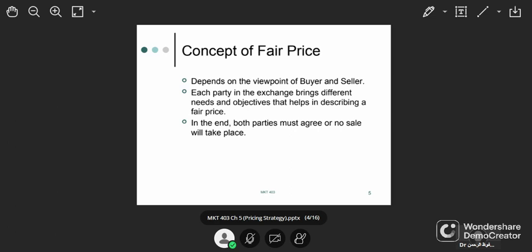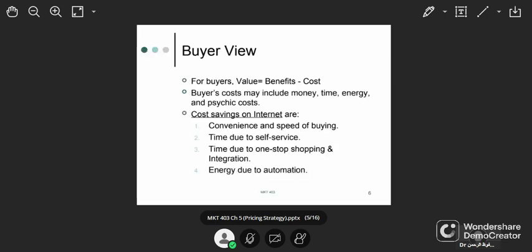Now, how to set a price? The concept of fair price works. The concept of fair price says that both parties must agree to the price. Otherwise, there will be no sale, right? How will the parties agree? There is a buyer view, there is a seller view. Now, these things were already covered, so I'm going a bit quickly.